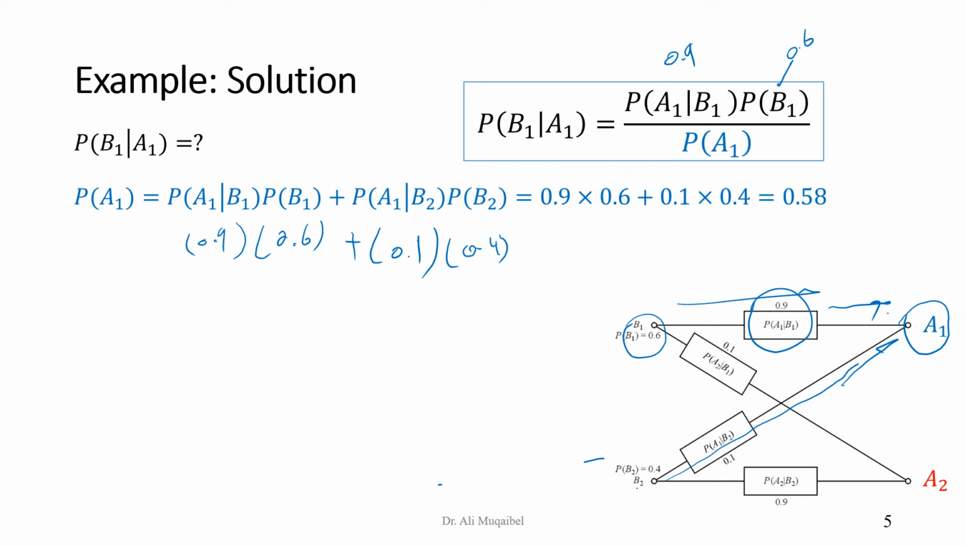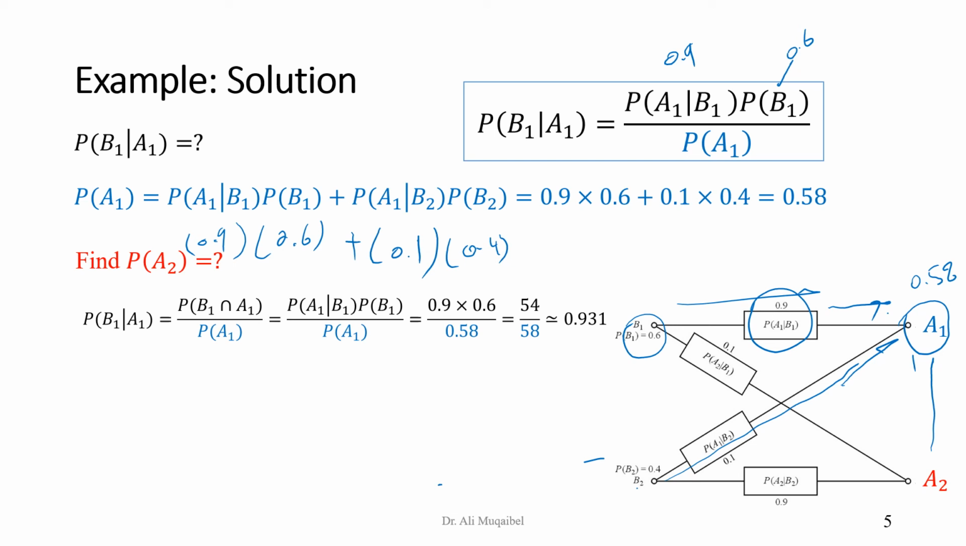So 0.58 of the cases, or 58% of the cases, will end up with 1 at the receiver. Now we can find A2 in a similar way. You can start with total probability and find A2, or alternatively you can just subtract, because you either end with 1 or 0. So it would be 1 minus 0.58, which is 0.42.